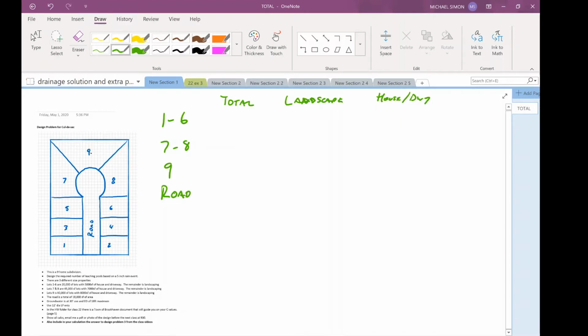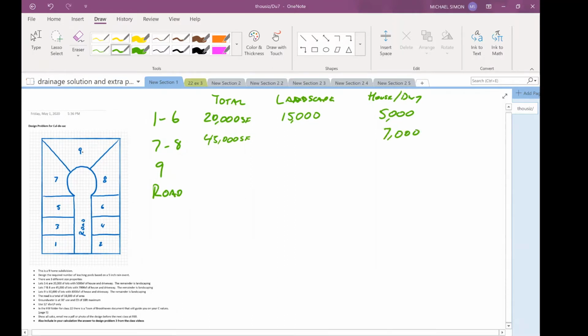So for properties 1 through 6, it was 20,000 square feet. And of that, we were given 5,000 square feet for the house and driveway, which means the landscaping is going to be 15,000 square feet. Then for properties 7 through 8, those lots are 45,000 square feet, and the house and driveway on that is 7,000, so 45,000 minus 7,000 is 38,000 square feet of landscaping. And for property 9, we have a 60,000 square foot lot, and the house on that is 8,000 square feet, which leaves us with 52,000 square feet. And then our road finishes out with 18,000 square feet.